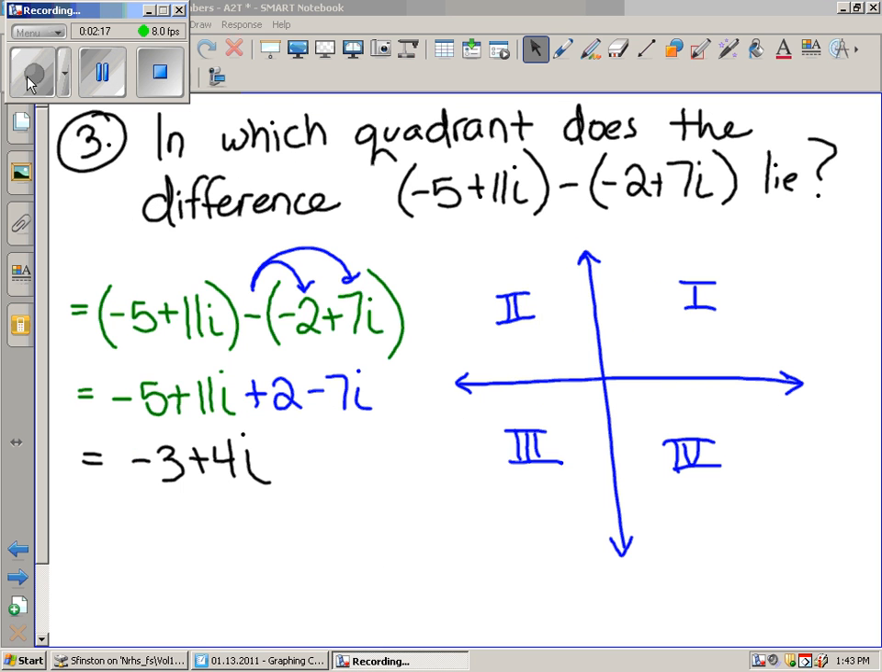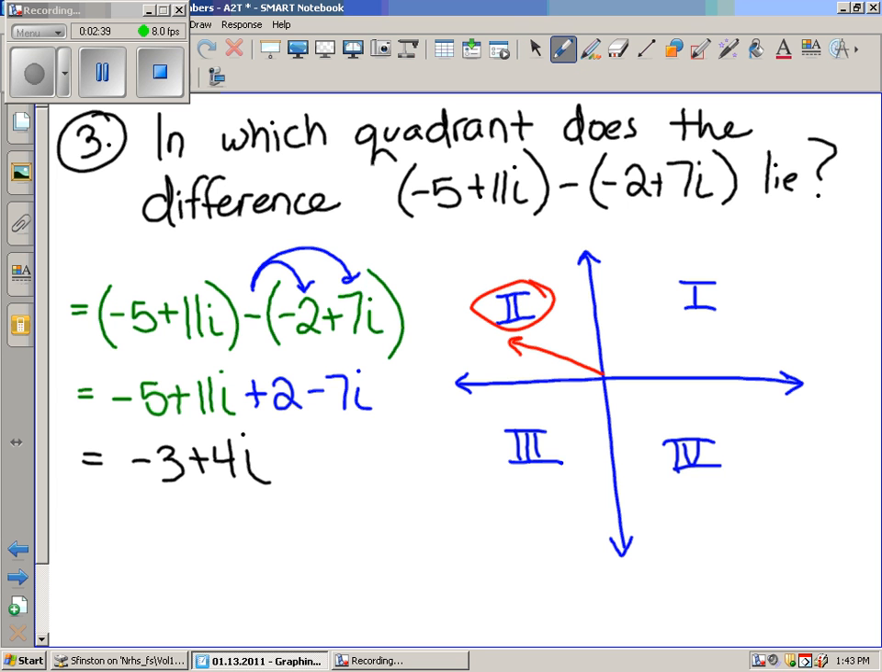All right. Our next question is in which quadrant does the difference of those two complex numbers lie? Here we've written it out, we've shown distributing the negative, and we got our final answer. And over here, this is the quadrant system. We talked about how stupid this is. Why can't it just go in a normal order? Which quadrant is it in? Quadrant 2. That's a very common Regents question.